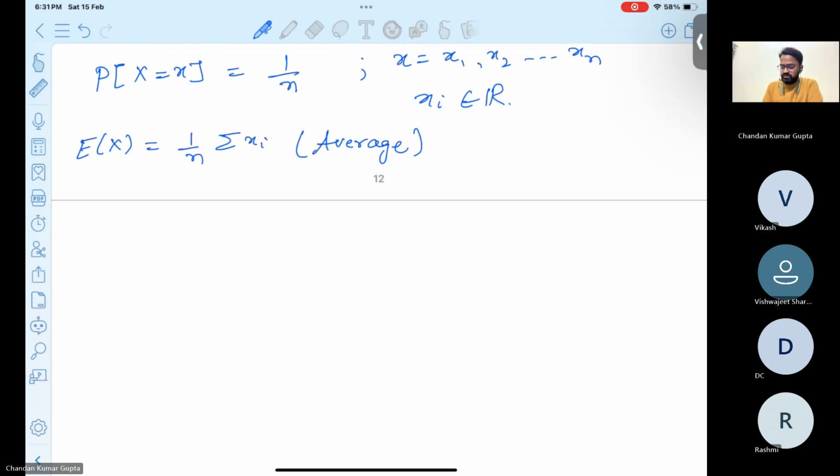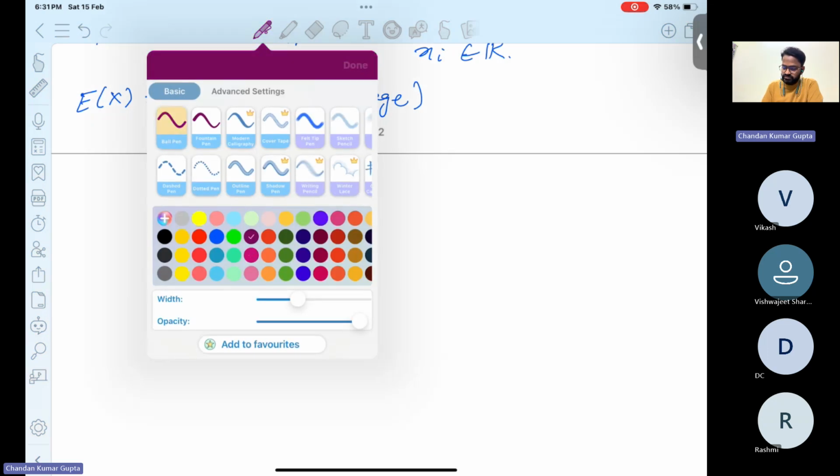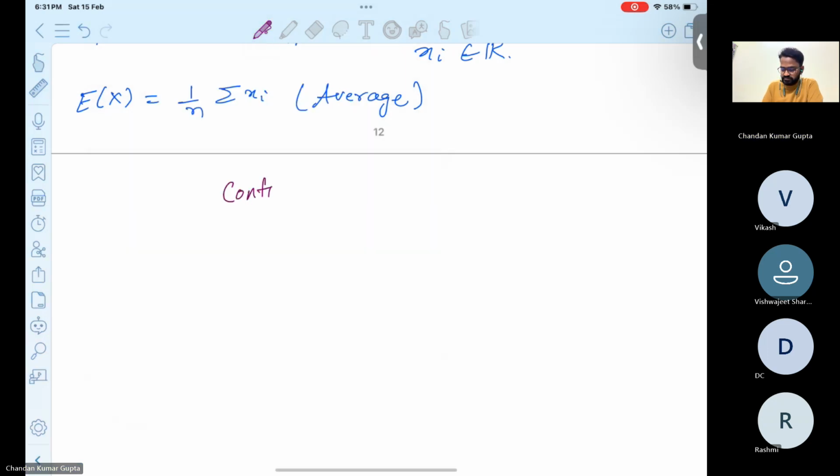Now, up to this point, we have discussed some common discrete distributions. From here onward, let's start with continuous distributions. The first one is the continuous uniform distribution. Let's start with continuous uniform.